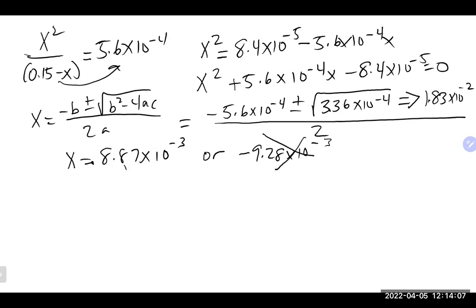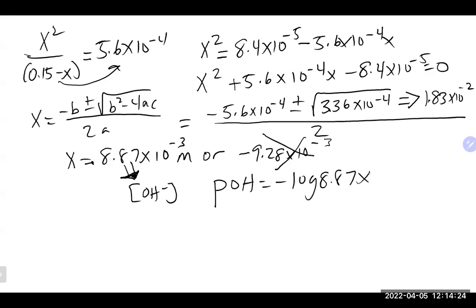Also really important, the reminder there from the ICE table that this value here is the OH minus concentration. Again, not the H plus concentration like it is with a weak acid. That means really we've got to do a little pOH action there, minus the log of 8.87 times 10 to the minus 3, going to yield us a 2.05 for our pOH.